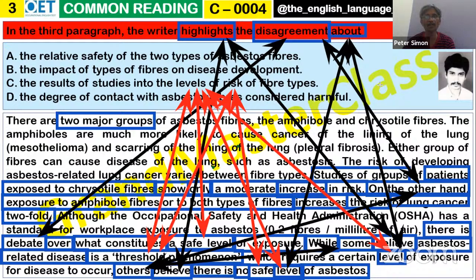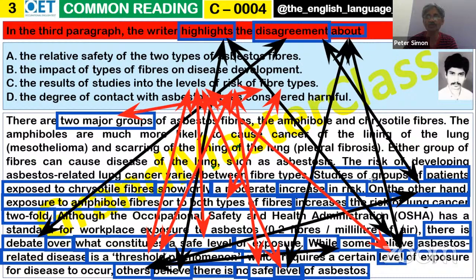Okay. Fiber types. Two major groups. And what are the fiber types? Amphibole fibers. Both types are fiber types. Whatever it is, there is no safe anything.